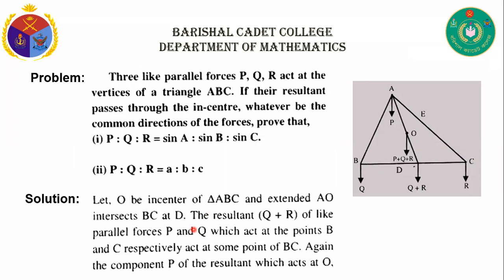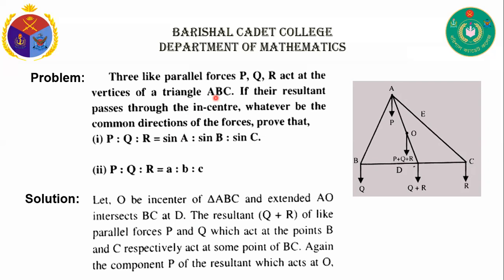Three like parallel forces P, Q, R act at the vertices of a triangle ABC. If their resultant passes through the incenter, whatever be the common direction of the forces, prove that P is to Q is to R equal to sine A is to sine B is to sine C, and P is to Q is to R equal to a is to b is to c.